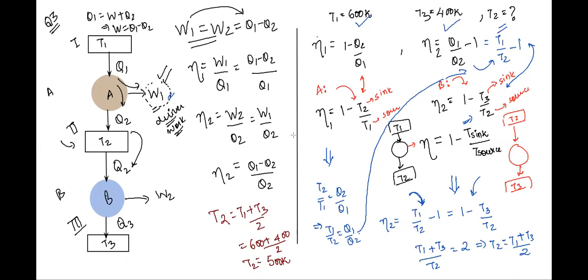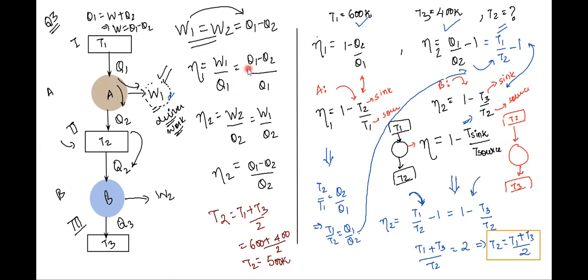So the efficiency for the first engine is W1 by Q1. Efficiency for any engine is always output by input. So work delivered outside and what was the input taken for it. So W1 by Q1.